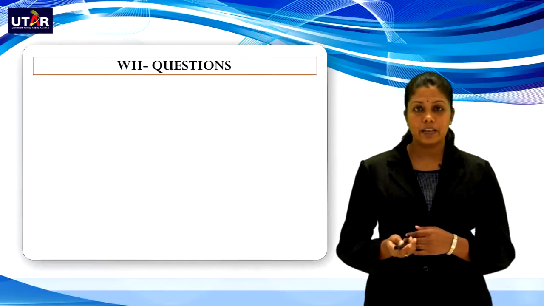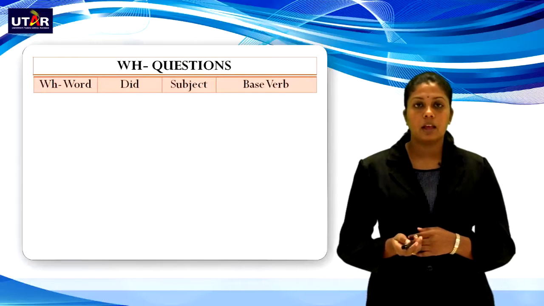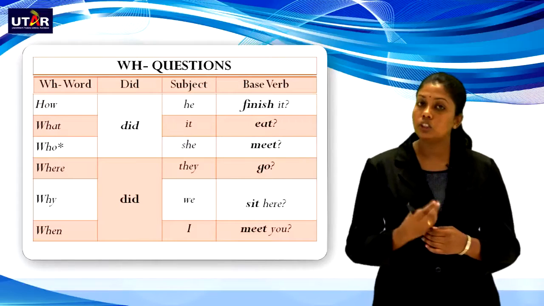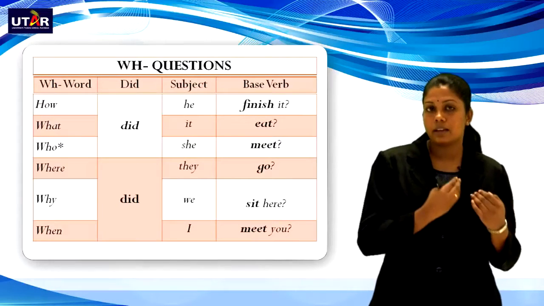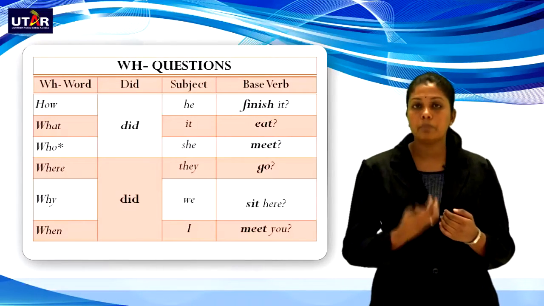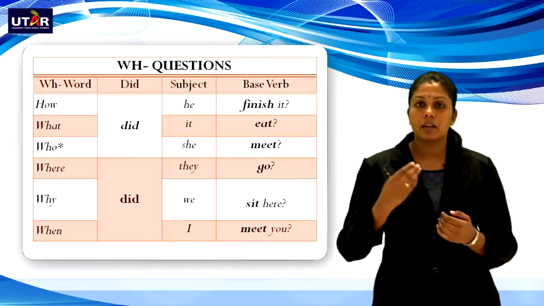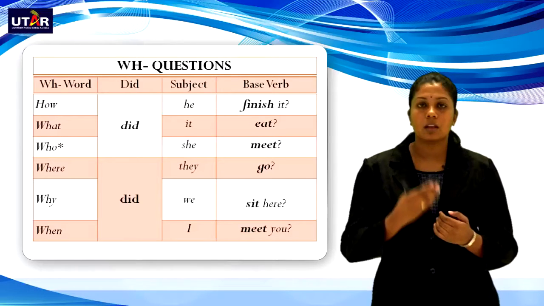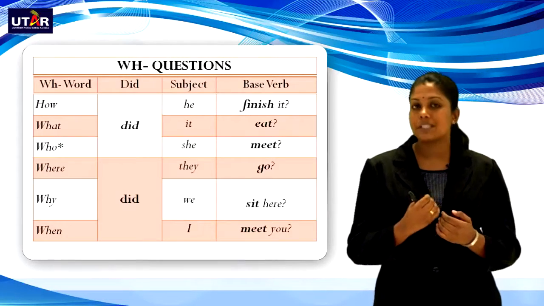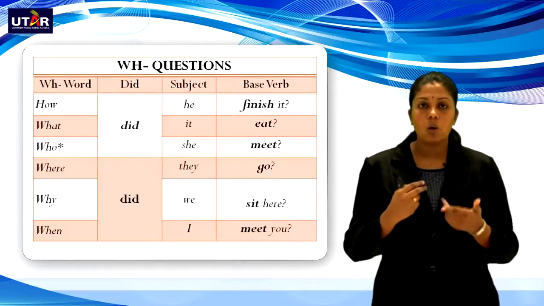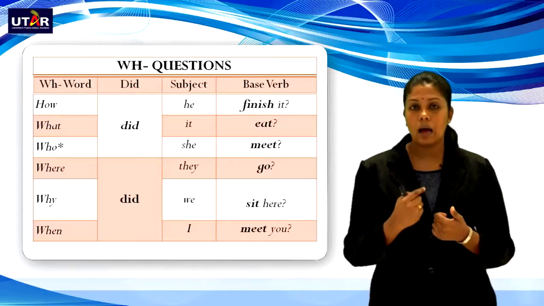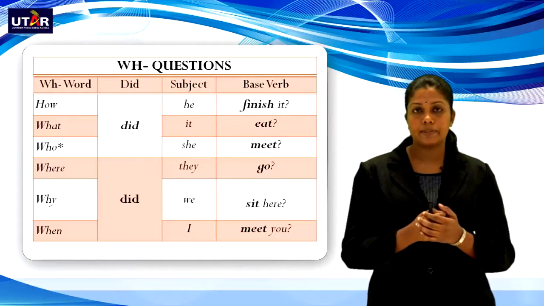Now, let's look at WH words. In order to construct questions using WH words, you should start the question with WH words, followed by the auxiliary verb and the subject and the base verb. The WH words are what, who, where, when, and why, and also how. So let's look at the examples.